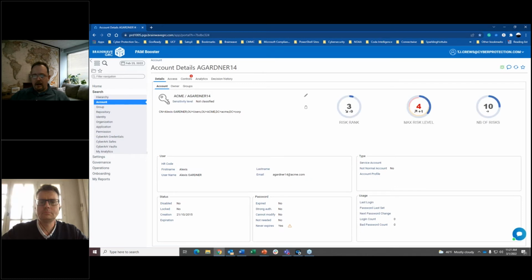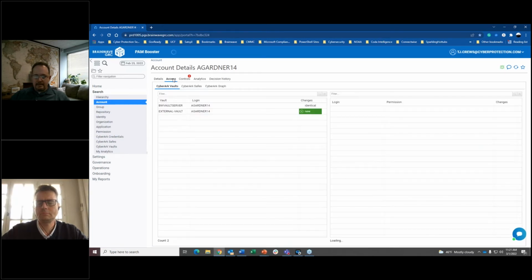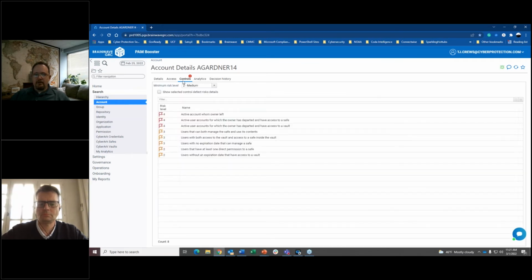And I come in here, I identify the risk level. I can go into access to find out what they have access to. I can look at the controls. The controls is the key when it comes to risk. You can see that there's an active account from somebody who has left the organization, and now that's a risk.